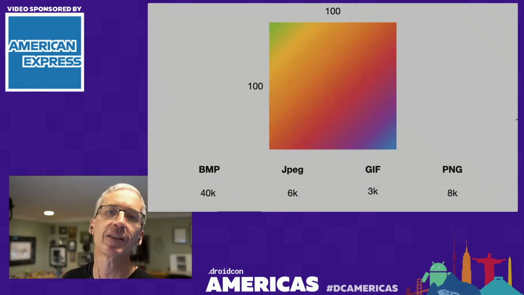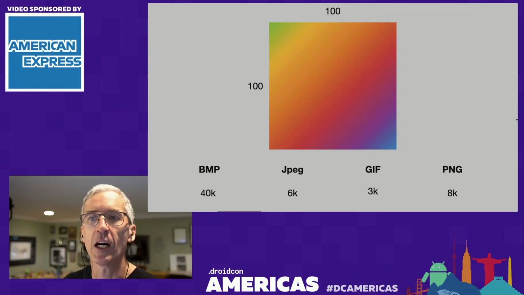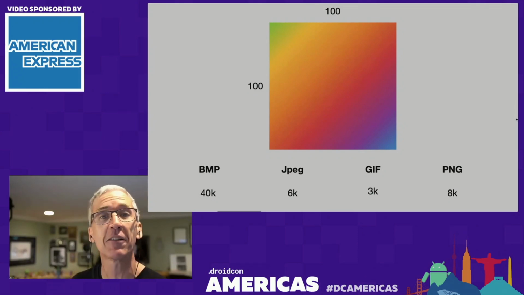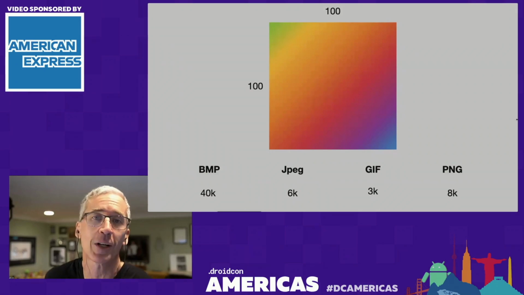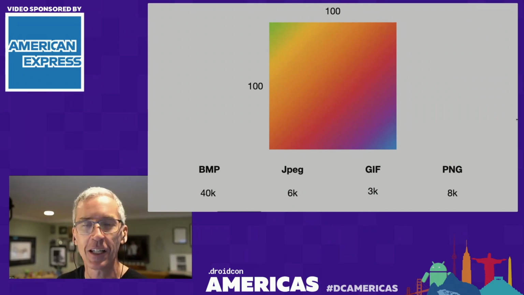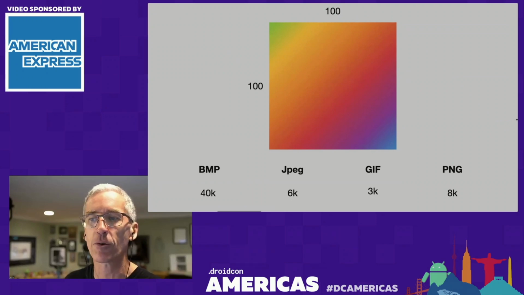So we have this diagonal gradient where it's storing a lot more color information, but it's not really lined up on scan lines, which may be advantageous for some file formats. BMP, again, 40K. It's storing exactly the same kind of information. It doesn't care what the colors are. It's just going to store them as individual pixels. JPEG, a little bit larger at 6K. GIF, a lot larger than it was before at 3K, and PNG larger still.